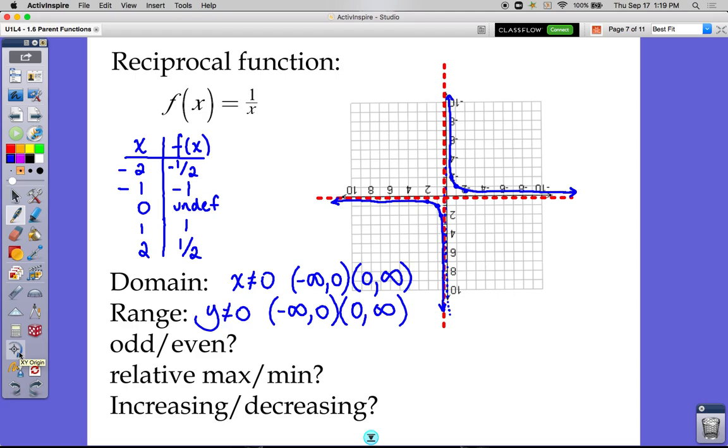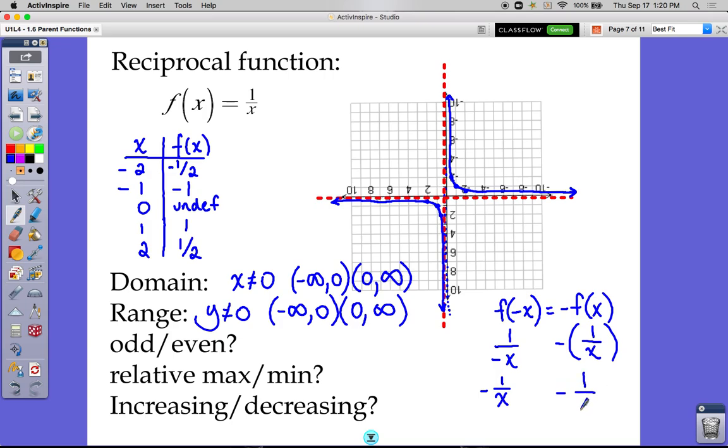But if you want to do this algebraically, remember for odd, the test is negative f of negative x has to equal negative f of x. So if I plug in a negative for x, I get 1 over negative x, which is equal to negative 1 over x. For negative f of x, I make the whole thing negative. And you're already seeing it. Negative 1 over x. Those two things are equal. That makes this odd.